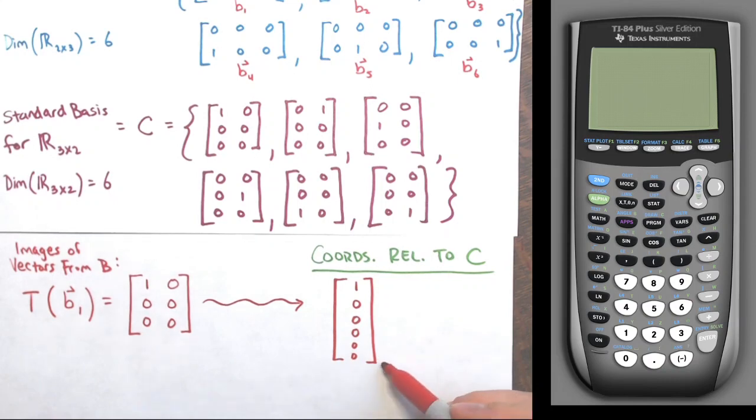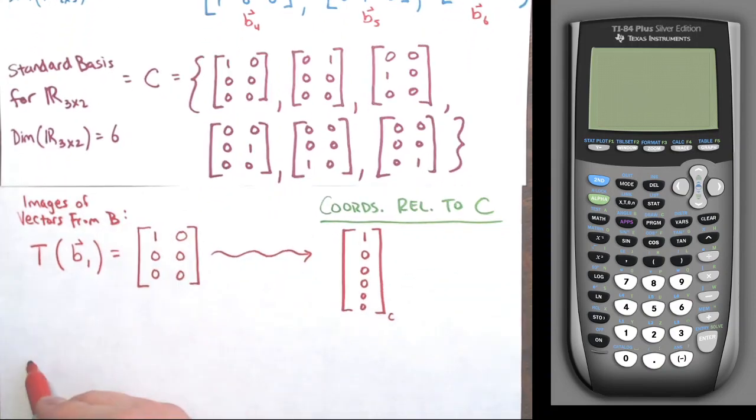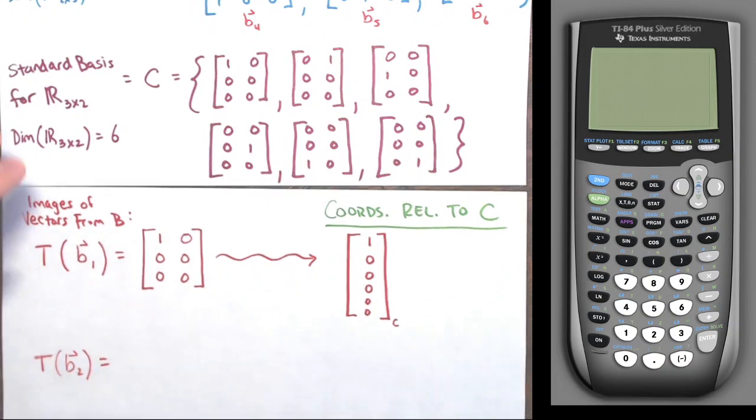And again, this is relative to C here. Those are the coordinates of this output. The coordinates of this image relative to basis C. All right, then T of B2.